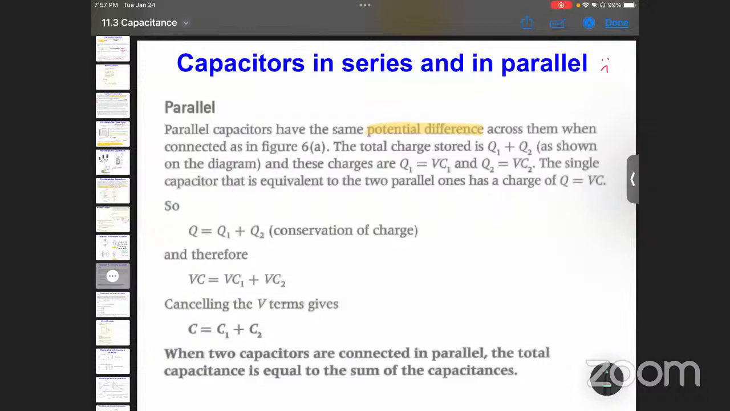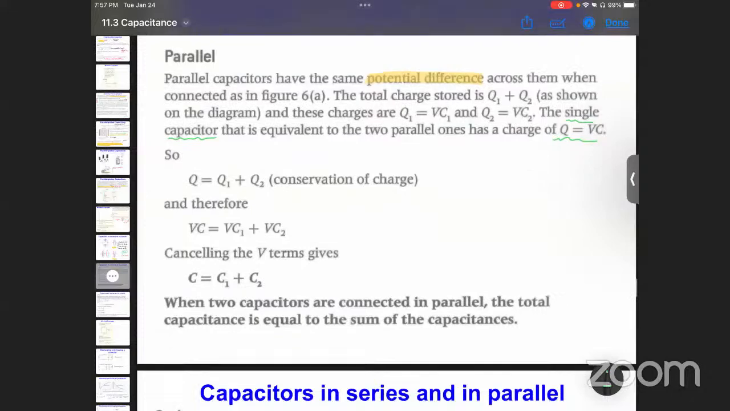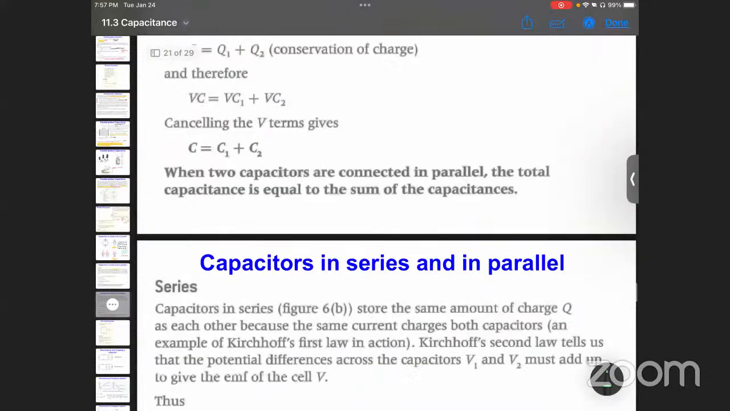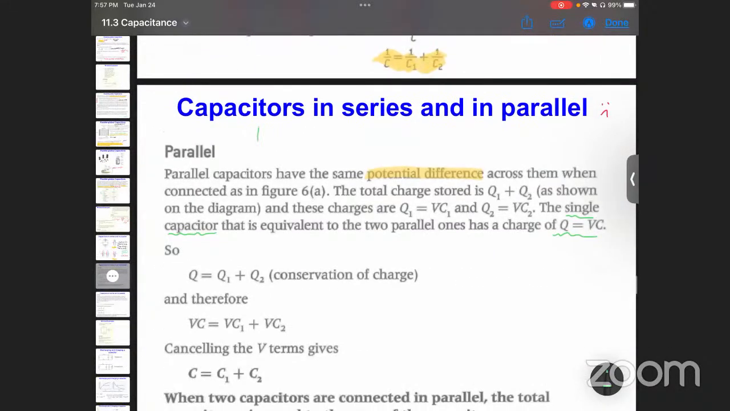Polar capacitors are the same. Was this just explaining? Yep, it's just explaining why.